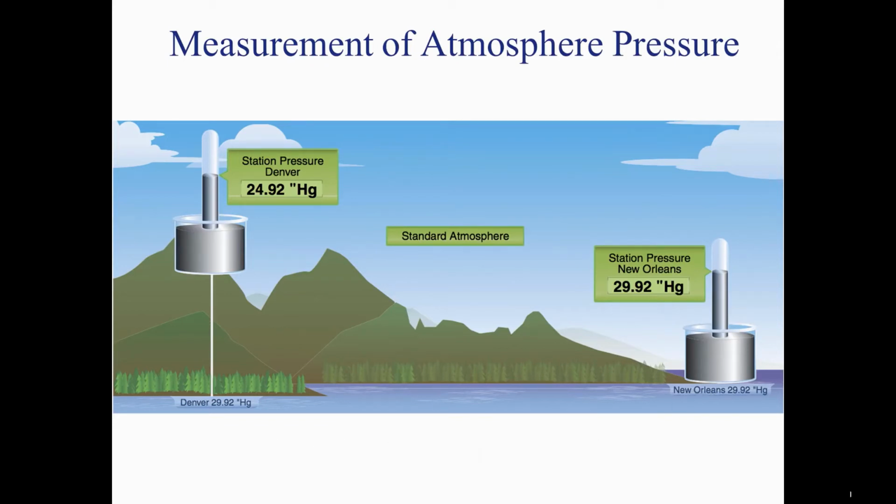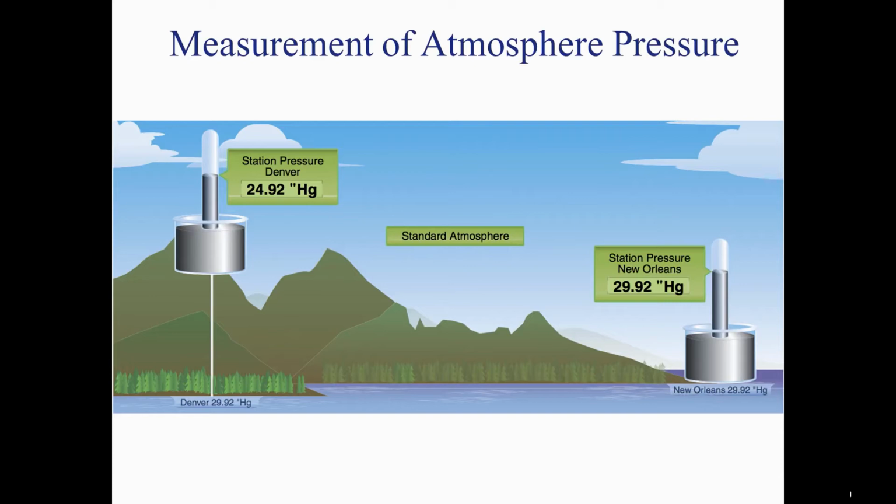To achieve this, each station converts its barometric pressure by adding approximately 1 inch of mercury for every 1,000 feet of elevation. For example, as shown above, a station at 5,000 feet above sea level with a reading of 24.92 inches of mercury reports a sea level pressure reading of 29.92 inches of mercury. Using common sea level pressure readings helps ensure aircraft altimeters are set correctly, based on the current pressure readings.